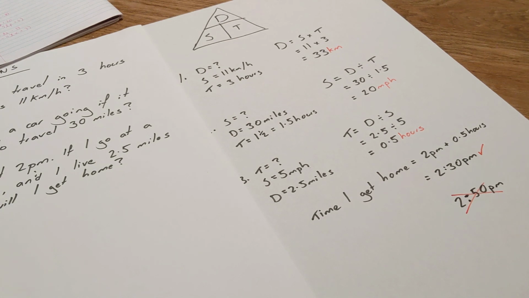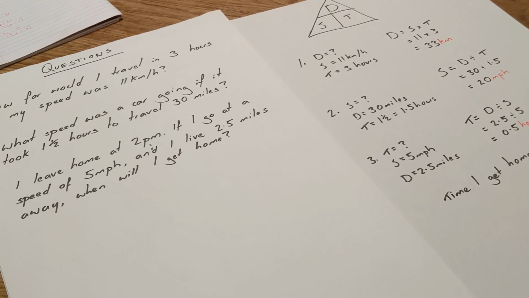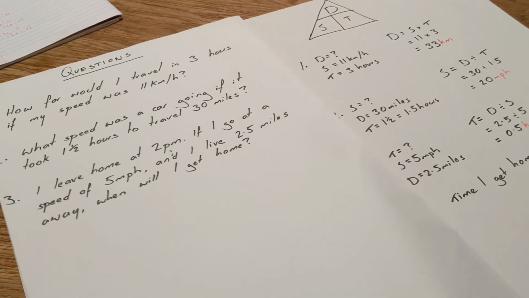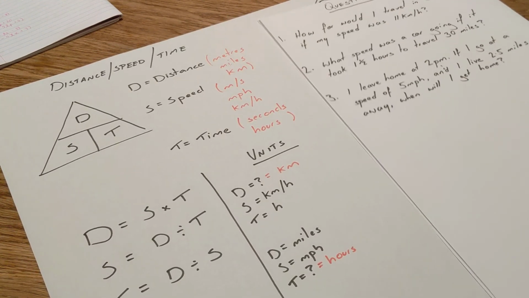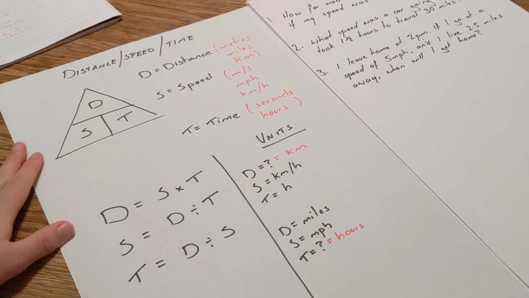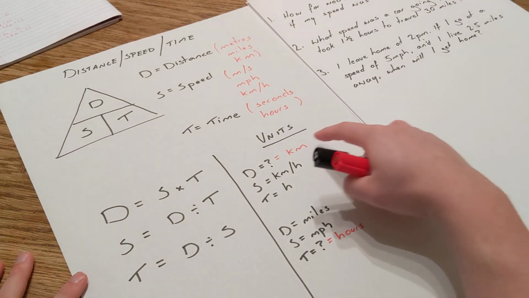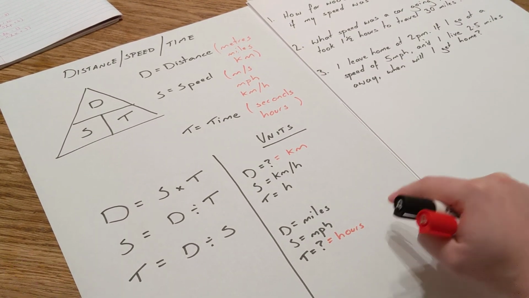Okay, so that's all you need for covering distance, speed and time, and I hope that was nice and clear and will help you with the work I'm going to get you to do this week. Okay, so the key things to remember are use your triangle here to work out your equation, and then just be careful with your units. Make sure they match and are sensible.